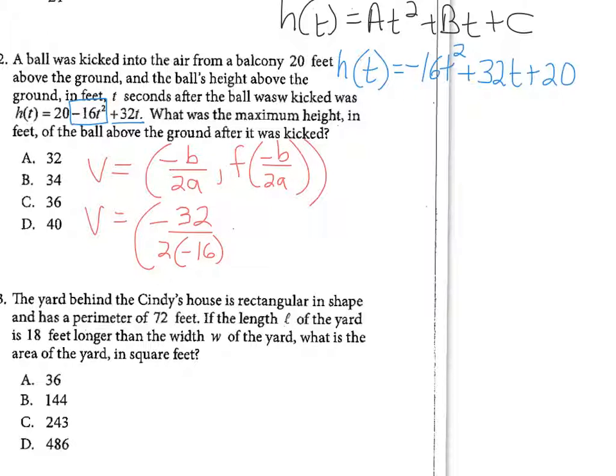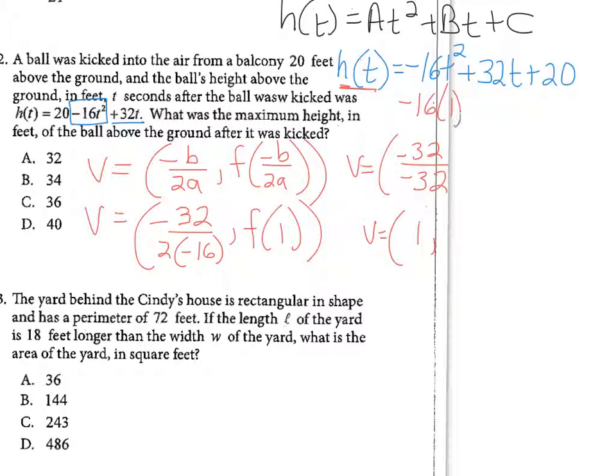Okay, so I need to simplify that. So negative 32 divided by, what is 2 times negative 16? Negative 32, right? Okay, so then that is 1. Okay, so what f of negative b over 2a represents, it's instead of the t, you're going to put 1. So I want f of 1, because that's what I got from negative b over 2a. So what that means is that I'm going to put here, instead of the t, a 1.